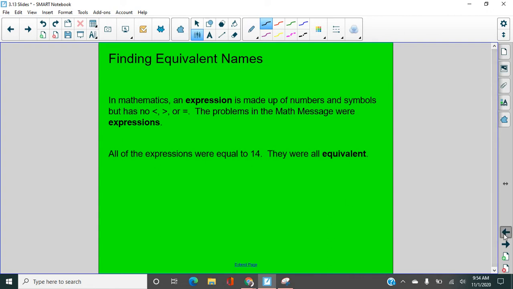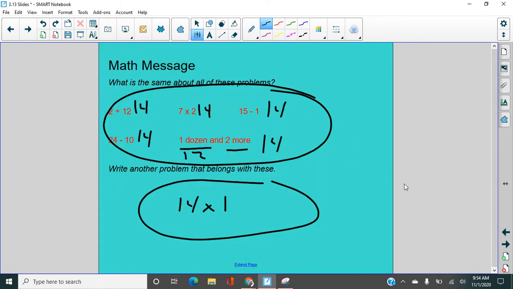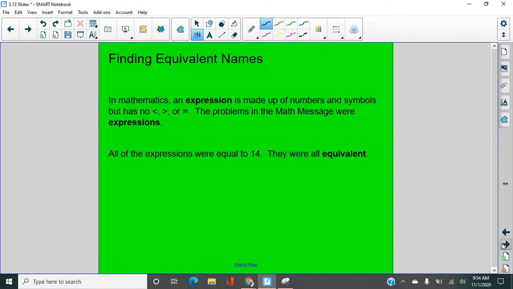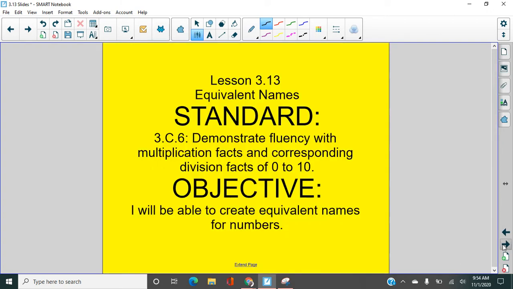So all of these expressions here were all equivalent. You can see EQU, and you know the word equal also starts like that. Those are word cousins, right? Those words are related. And so equivalent is the same as equal. Our goal, our objective, is to create equivalent names for numbers, right? And this connects to our multiplication facts that we've been doing. You're going to see how that's going to be useful here.